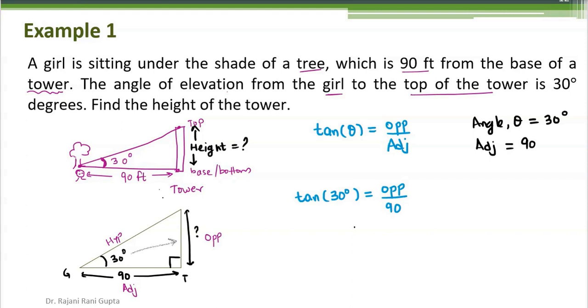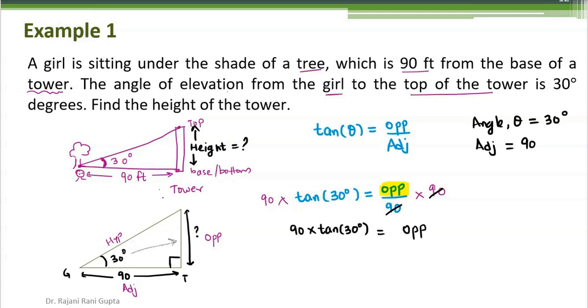Now what do you need to find? You need to find the value of the opposite side. So you need to get rid of this 90. One thing you can do is cross multiply and solve. Another way is, since you do not want this 90 here, you multiply both sides by 90, here as well as here. What happens here? This 90 cancels with this 90, so you are left with only the opposite side. And what is left here? 90 times tan of 30 degrees.